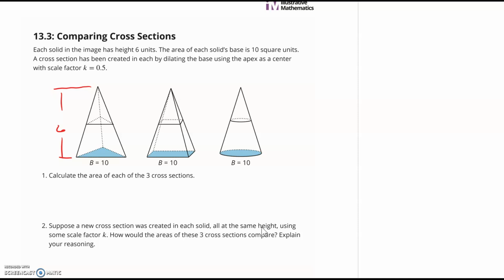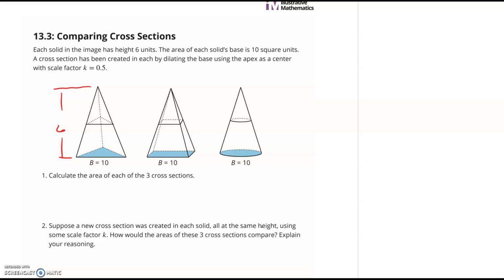The area of each base is 10 square units, and a cross-section has been created in each by dilating the base using the apex as the center and a scale factor of k equals 0.5. So we want to calculate the area of each of the 3 cross-sections.